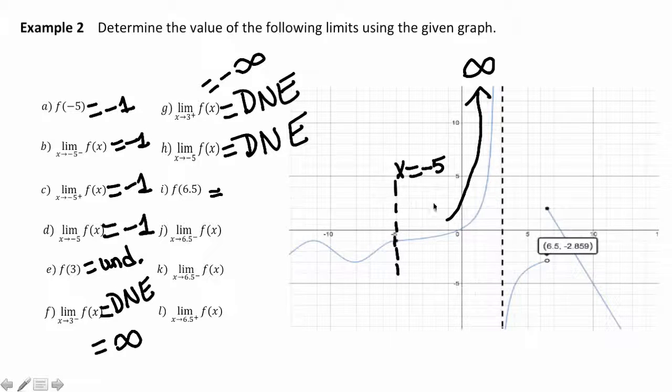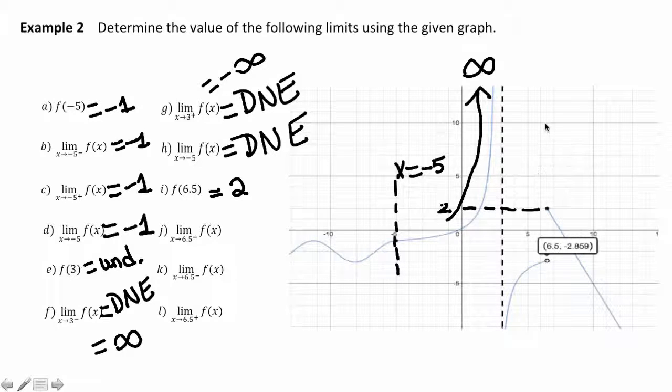Okay, so for 6.5, remember we're looking at a point here, which means that we're looking at a filled point, not a void point. So we look at 6.5, and it says here we have a value of negative 2.859. But remember, this is not the point that you're considering, because this does not exist. Look how the point is not filled, right? It's a void point, so it's not part of the function. Therefore, we're looking at this point here. This is x equals 6.5. And the y value of that is about 2. Okay, so we say that f of 6.5 is equal to 2.